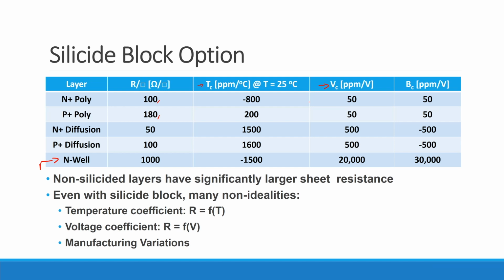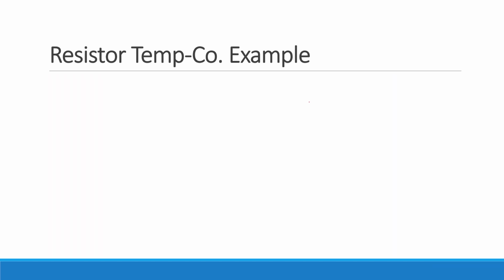So, just to give you an idea of why that might matter, let's go through an example of what these variations might do to you, just to give you a ballpark example of how big these things turn out to be. Let's take a look at an N plus diffusion resistor. Actually, let's call that an N plus well resistor.